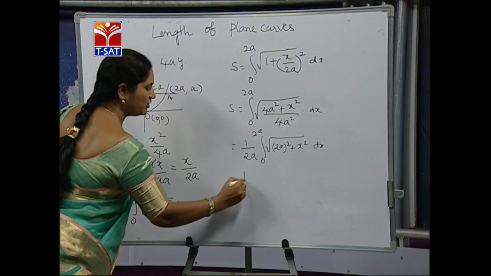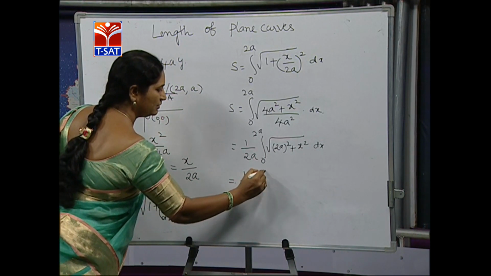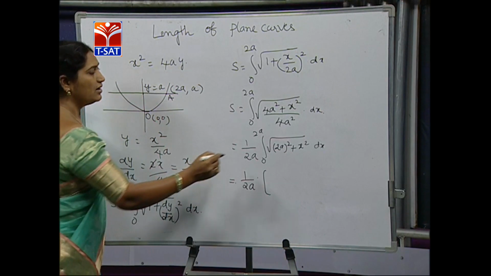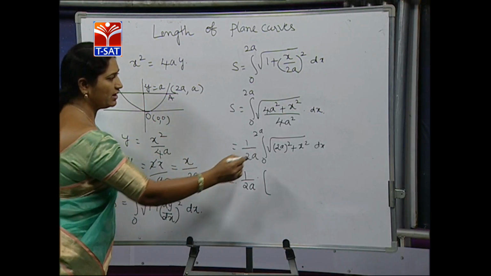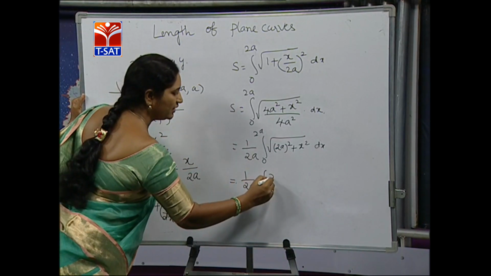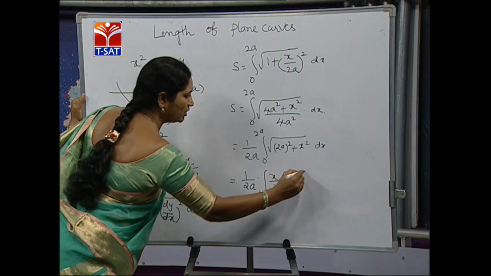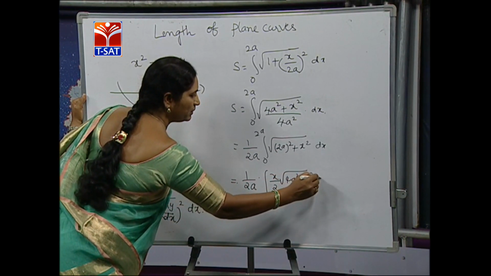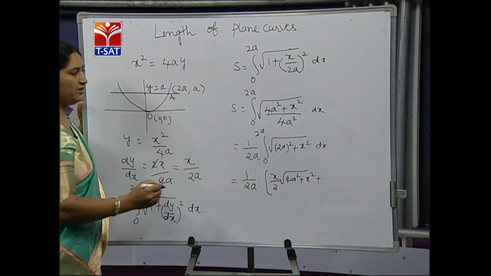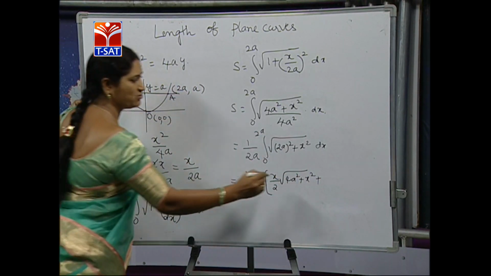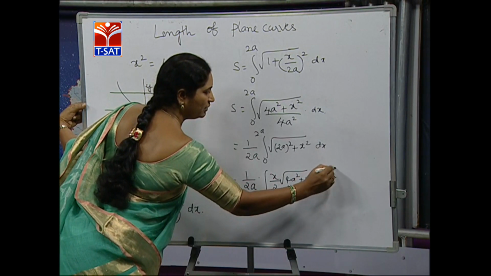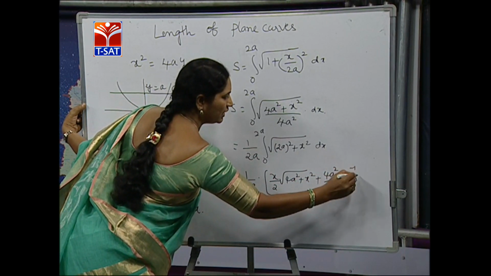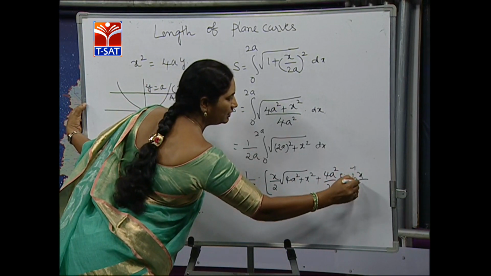So integration of this is in the form of under root of a square plus x square. Under root of a square plus x square, integration is x by 2 under root of a square plus x square plus a square by 2 sin h inverse x by a. In place of a, we are having 2a, so a square is 4a square, by 2 into sin h inverse x by a. A is here 2a.